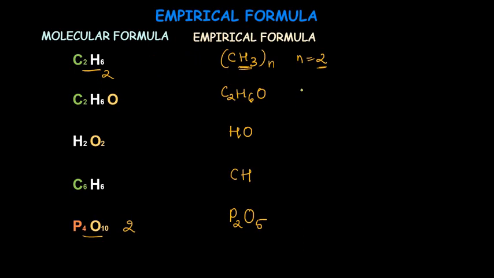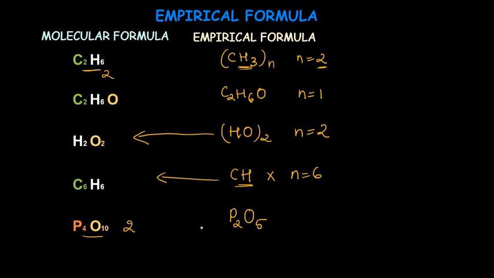So if we take next example, here in our case n is equal to 1 because we don't have any highest common factor. But for the next example, hydrogen peroxide, again n is equal to 2 because if we multiply the whole empirical formula by 2, we get back the molecular formula. Next, here our n is 6. So multiplying CH empirical formula with n, that is 6, we get back the molecular formula. And same in the case of the phosphorus oxide also, where again n is equal to 2. So we get back the molecular formula.